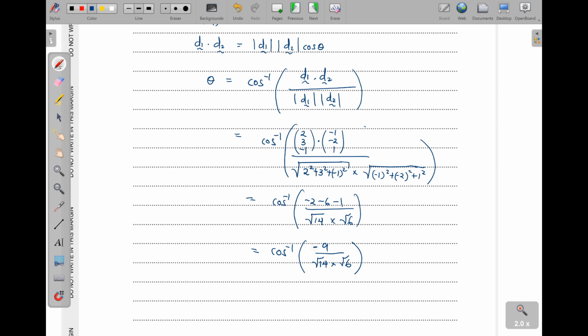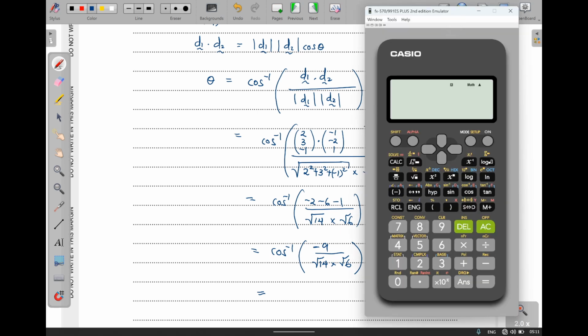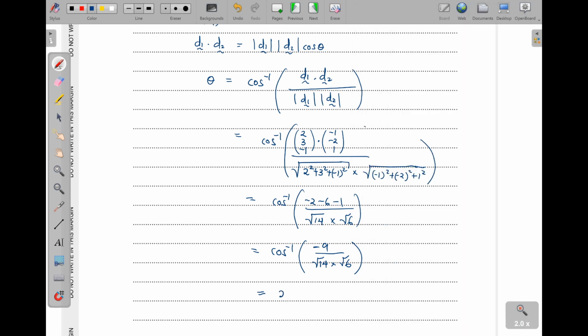Now, since this one is a minus, arc cos of this one is going to be an obtuse angle. Okay, that is in the second quadrant where cosine is a negative. So what do we get here? Now, since they never specified whether the angle should be given in degrees or radians, I can put it in radians, or degrees, whichever you want. So shift arc cos, this is -9 out of the square root of 14 times 6, and this is 2.95 radians. That is to 3 significant figures.